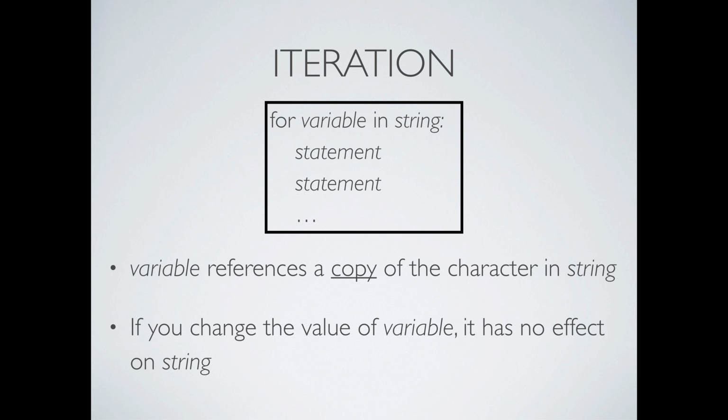So you might have noticed that when I talked about this a couple slides ago, I mentioned that the variable has a copy of the character in the string. So this is important to keep in mind. The reason why this is important is because let's say during your for loop you change what the value of the variable is. Since the variable only has a copy of the character in the string, if you change the variable, it won't actually affect the original string itself.